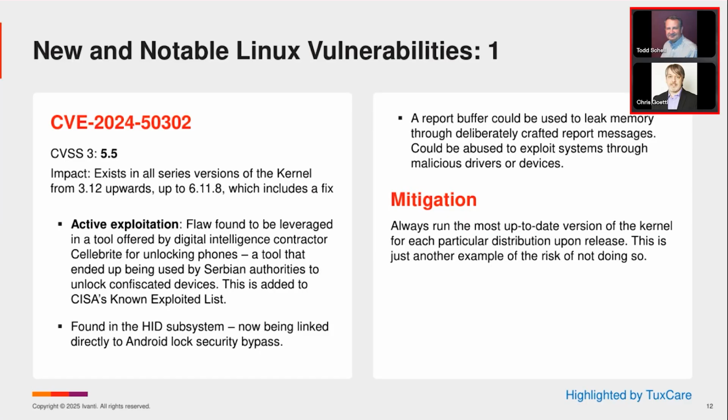Okay, Linux side. I talked about that Android vulnerability. This is the one, CVE-2024-50302. Digging in deeper on this one is what led me to find that article about Android. So this one, it was a flaw found to be leveraged in a tool offered by digital intelligence contractor Cellebrite. They were using it to unlock the phone of an activist in a case that they were working. But that has since gotten into other groups, so it's been detected being used by the Serbian authorities as well at this point.